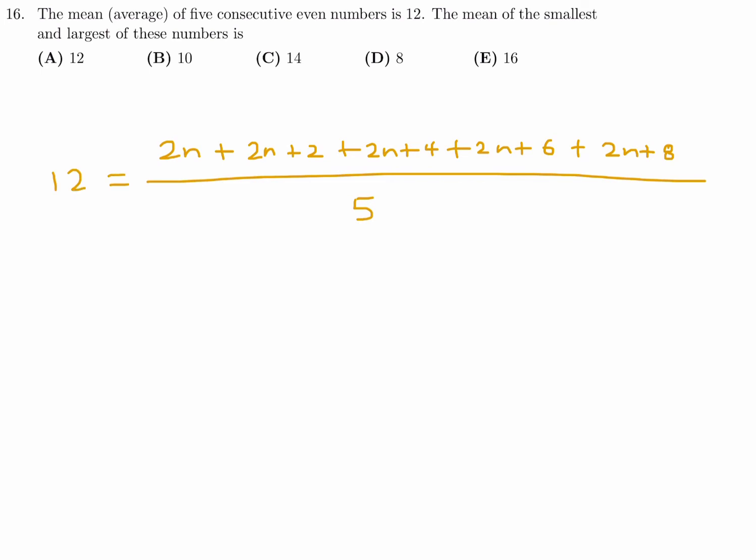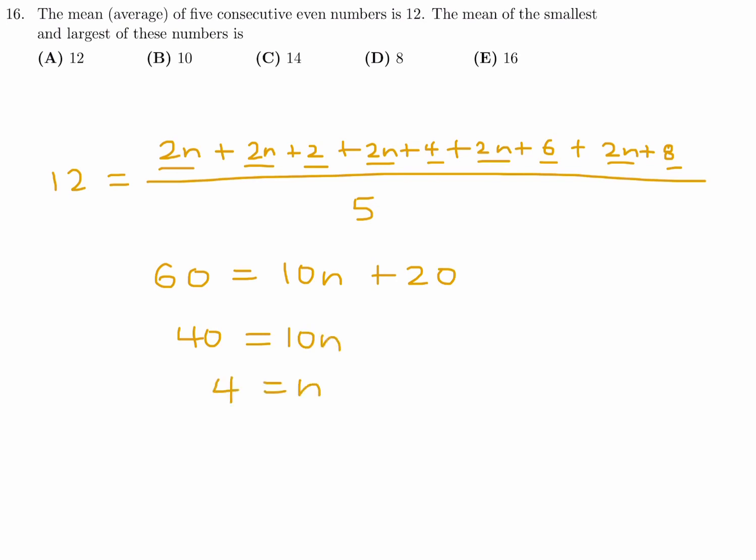So let's do the math. Cross multiply. 12 times 5 is 60. And then when you add these guys, 2, 4, 6, 8, 10, 10n. And then we add the numbers 2, 4, 6, 8, what's that? 20. So there we go. Subtract 20 from both sides, and we get 40 is equal to 10n, and therefore n is equal to 4. So n is 4, okay?